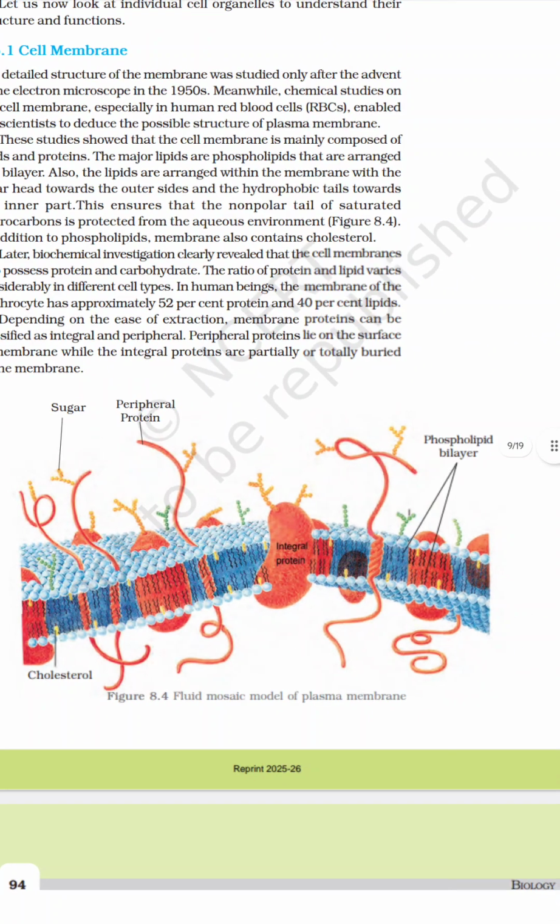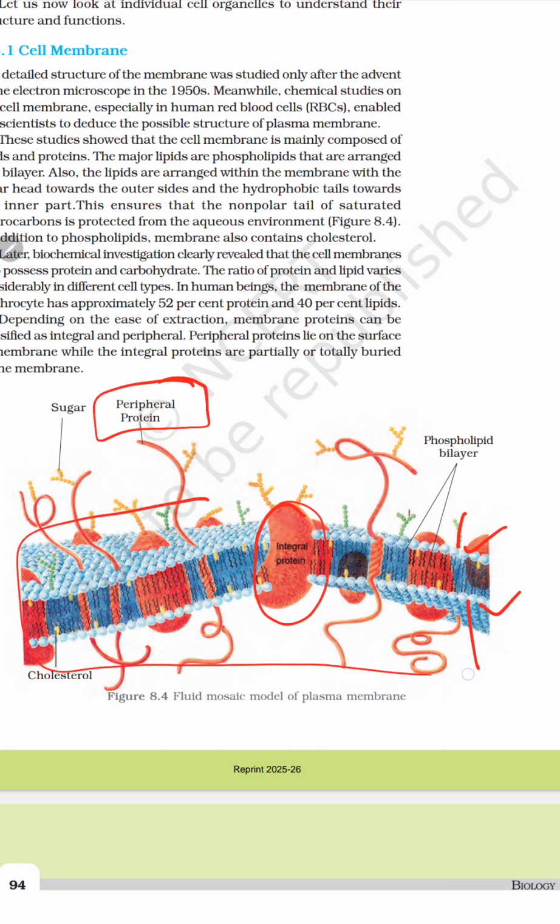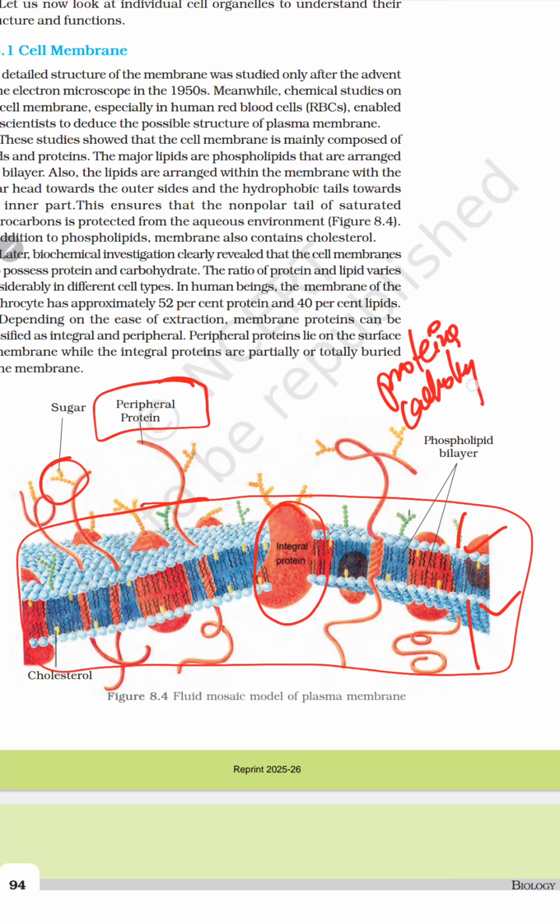Here we can see it is a bilayer. This is a lipid layer and this is a lipid layer. This is an integral protein, which is present within the membrane, totally or partially. This is the peripheral protein, which lies on the surface of the membrane. This is the plasma membrane, and these are the sugars. It contains proteins, carbohydrates and lipids. In humans, proteins make up 52% and lipids 40%.